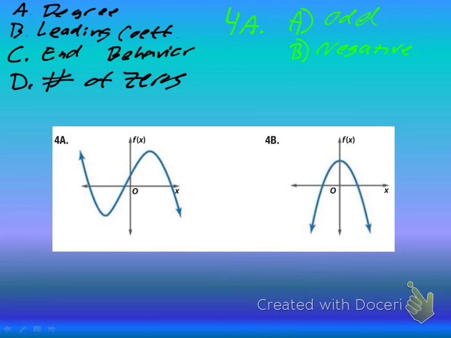Let's go to number of zeros first, real quick. How many times does this guy cross the x-axis? Three. 1, 2, 3, right there. Everybody good? All right, so C. Now, end behavior.